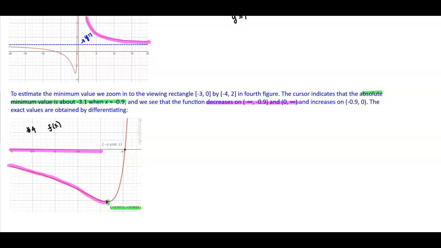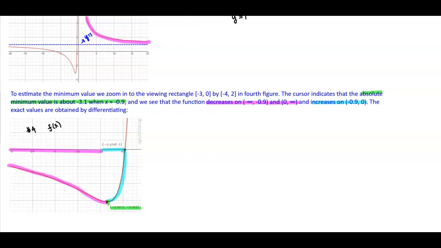Okay? And then where is it increasing? Well, it is increasing on -0.9 to 0. So here we can see that it's increasing from here, which means it's increasing from there. So the exact values are going to be obtained by differentiating.